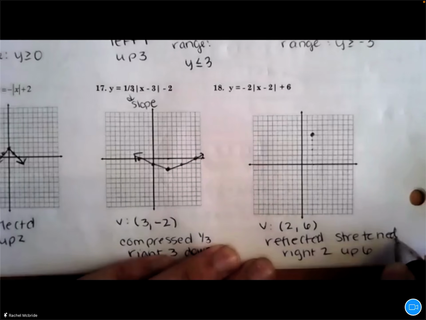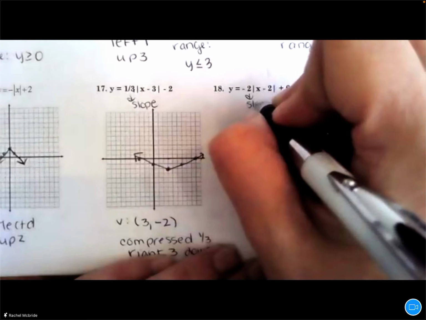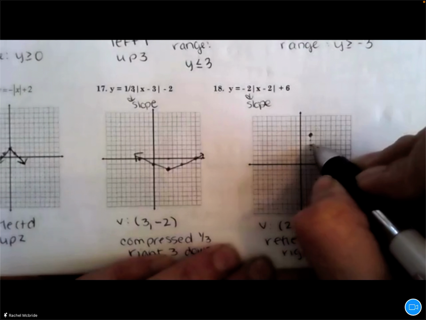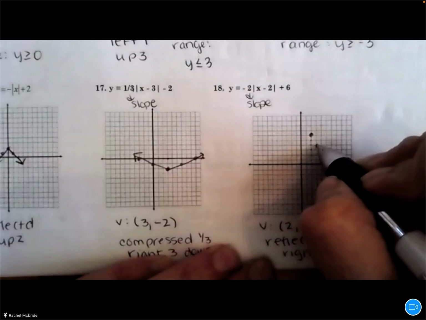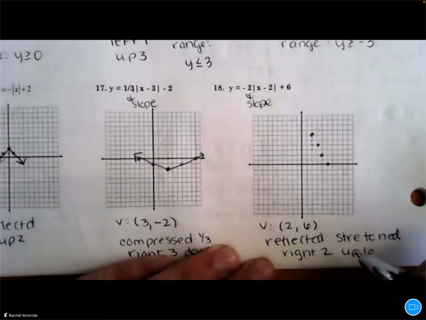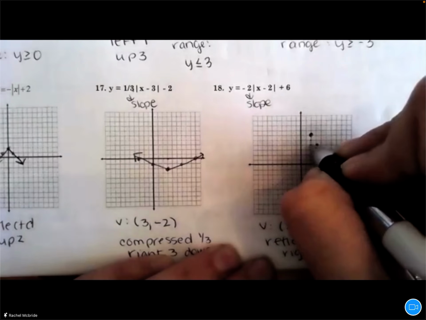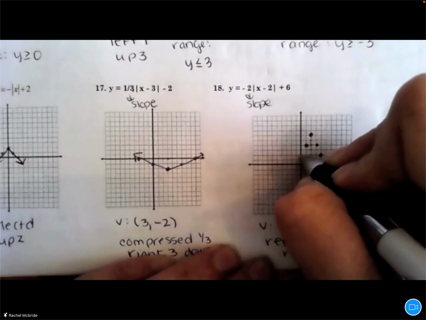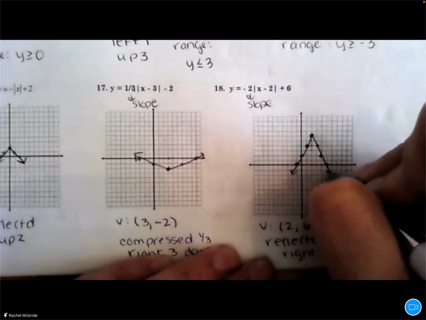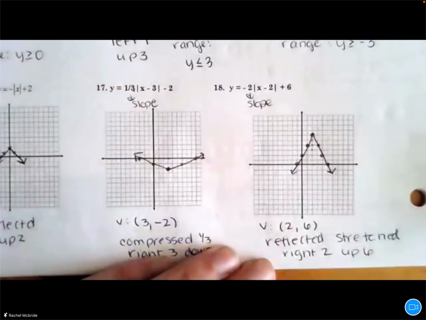Now it's stretched by 2. So again, here's my slope. You always apply your slope to the right. So it's down 2, right 1, down 2, right 1. Continued. And then we also know that whatever goes to the right, it goes equally and opposite to the left. And there's your graph.